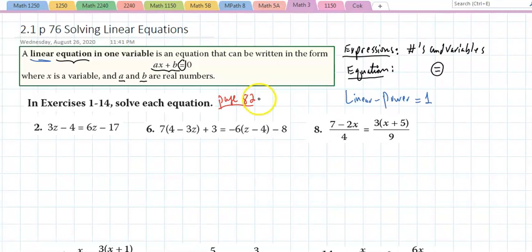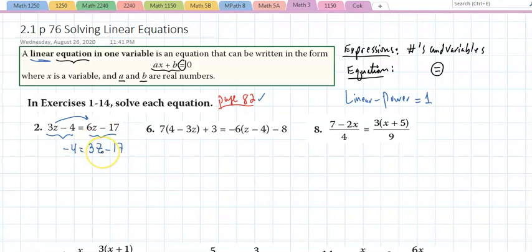I'm looking on page 82, number 2. I see this side is already simplified, and this side is already simplified. It is a good habit to get into to move the smaller variable to the larger variable, meaning I'm going to move the 3z to the right since 6z is bigger. When I move it to the right, that means I'm subtracting 3z. So if I subtract 3z from both sides, 6z minus 3z will be 3z.